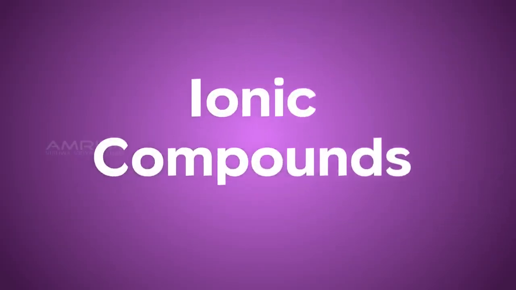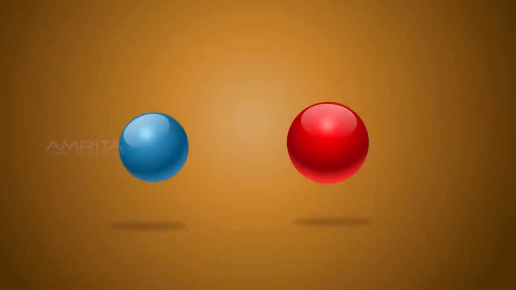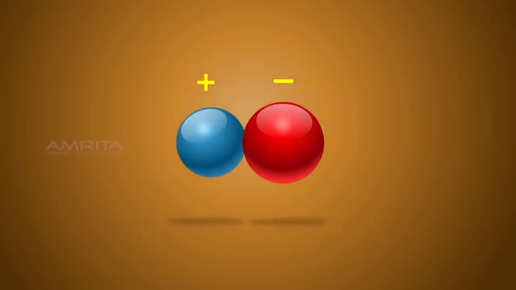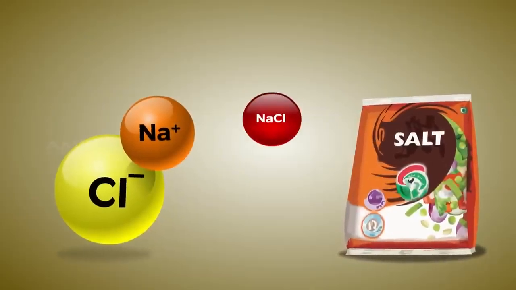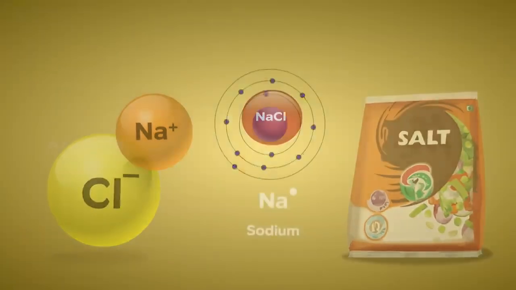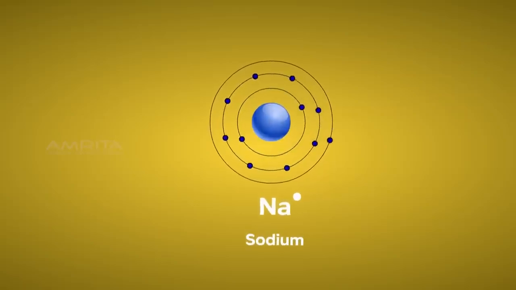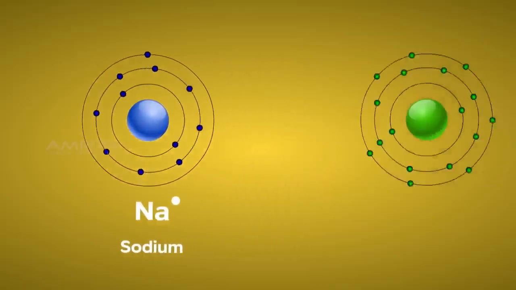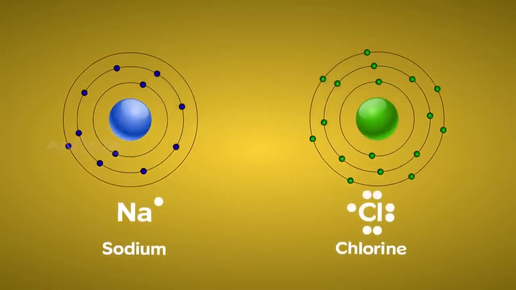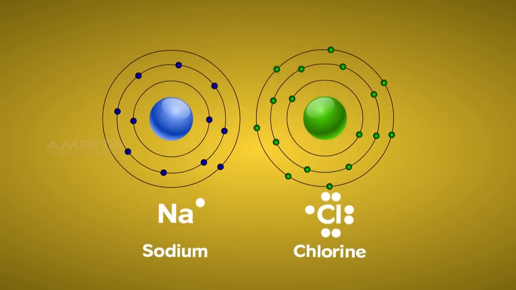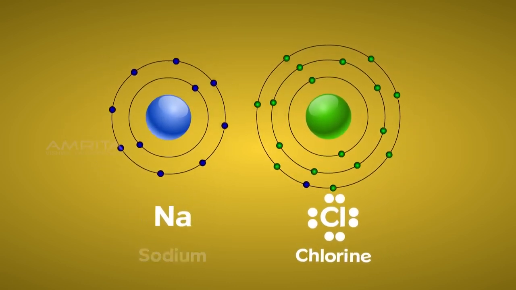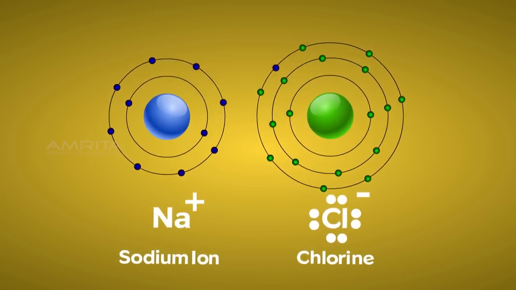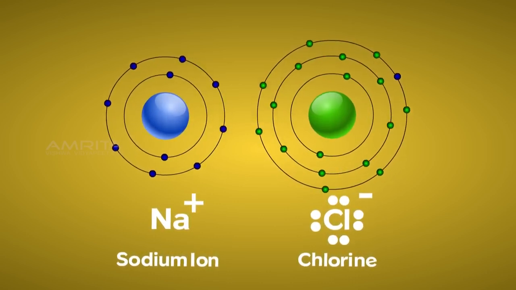Ionic compounds. Ionic compounds contain ions that are held together by the force of attraction between oppositely charged ions. Sodium chloride or common salt is a good example of an ionic compound. Sodium atom has 1 electron in its valence shell and chlorine atom has 7 electrons in its valence shell. When these atoms collide with each other, the sodium atom loses its valence electron and becomes a positively charged sodium ion and attains stable octet configuration.